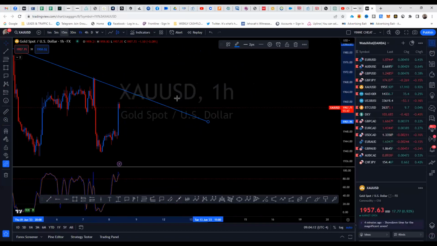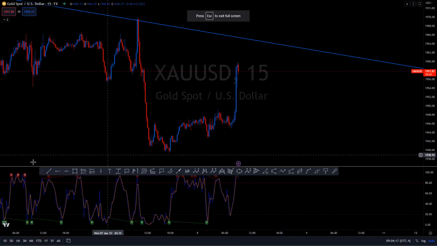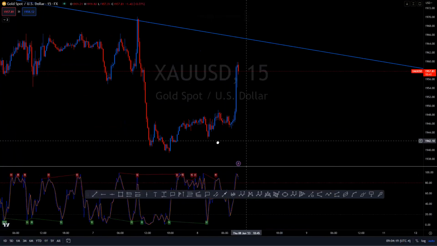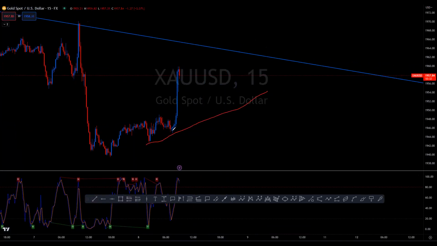Now let's go to the 15-minute time frame. Now that we know what the overall market is, we need to figure out what is the current market. We can clearly see here that price is trending up. That's why we had a big upside to the market.